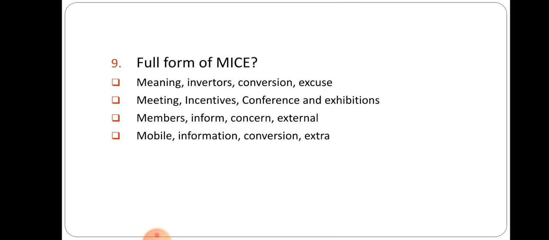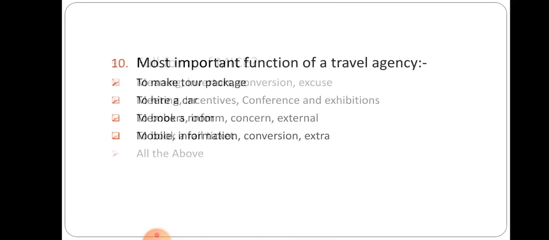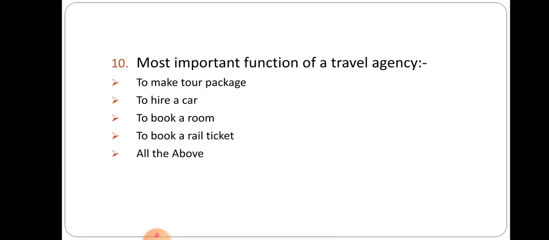Full form of MICE: as we discussed in this lecture, travel agents and tour operators perform the functions of business tours. The full form of MICE is meetings, incentives, conferences and exhibitions. Last question: the most important function of a travel agency is to make a tour package, to hire a car, to book a room, to book rail tickets. Actually all these functions are very important for a travel agency. The right answer is all of the above.